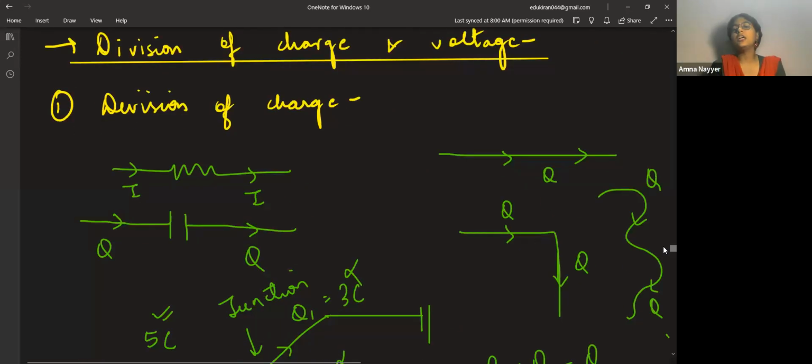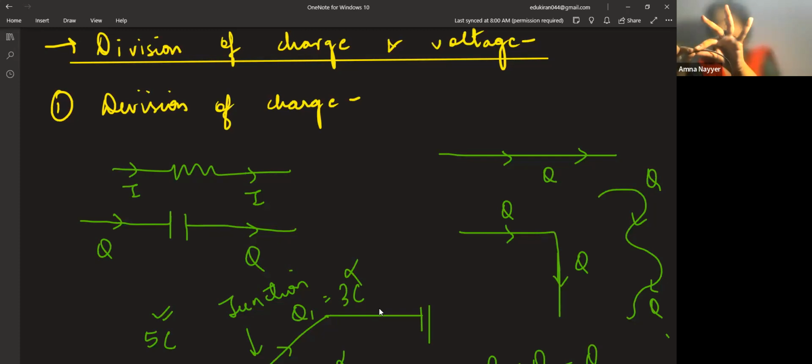See, when we are talking about division of charge, it means whenever there will be a branching in your circuit, your charges will divide. Just focus on it till here. Whenever branching is there, suppose there is one single wire. Fine, I'm having this single wire.